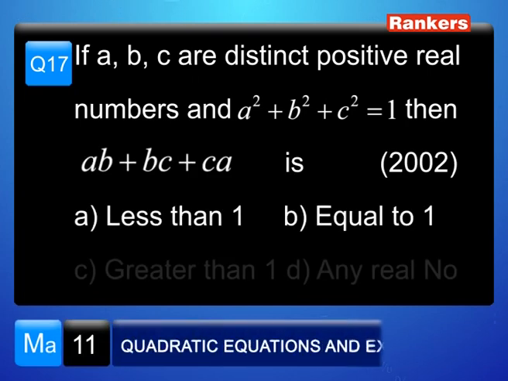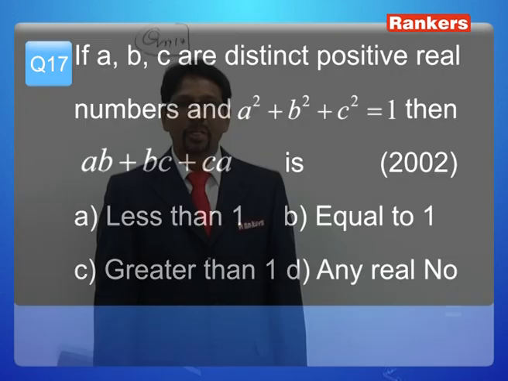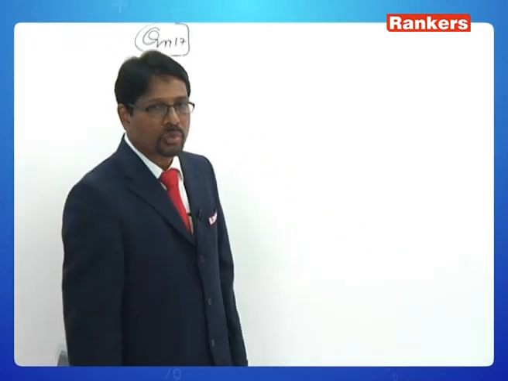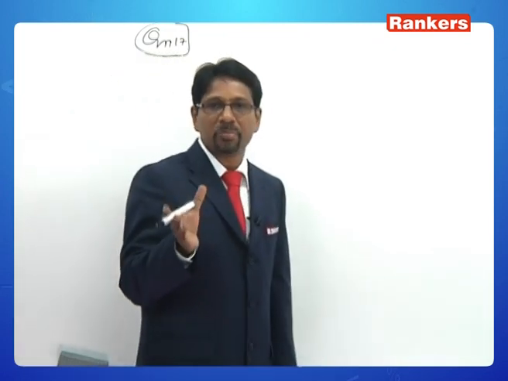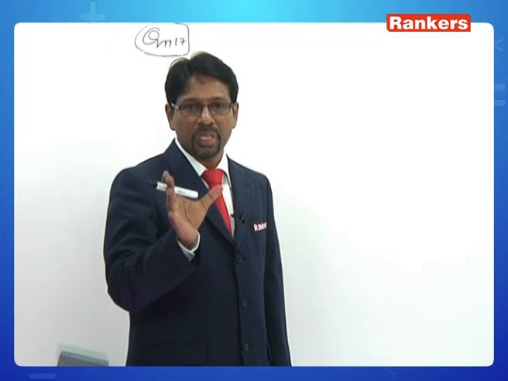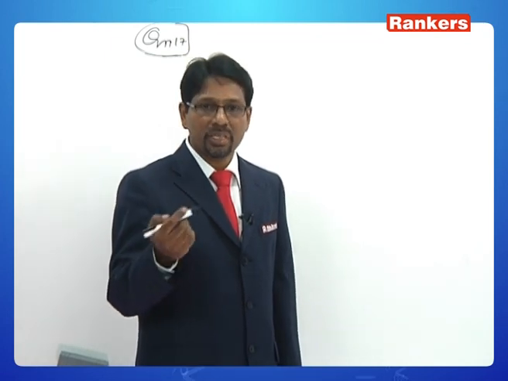If a, b, c are distinct positive real numbers and a square plus b square plus c square is equal to 1, then ab plus bc plus ca is: first option, less than 1; second option, equal to 1; greater than 1; and any real number. Let's see how to go about this problem. What is an expression combining these two expressions, a square plus b square plus c square equal to 1 and ab plus bc plus ca?